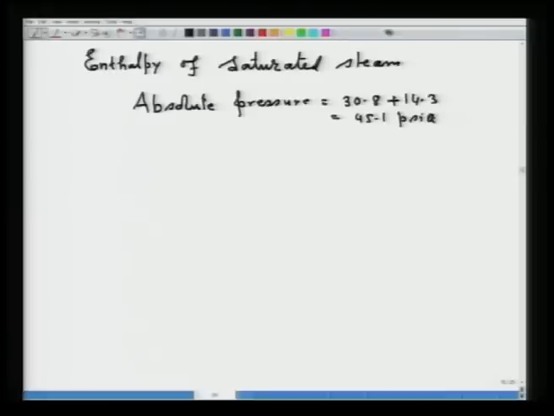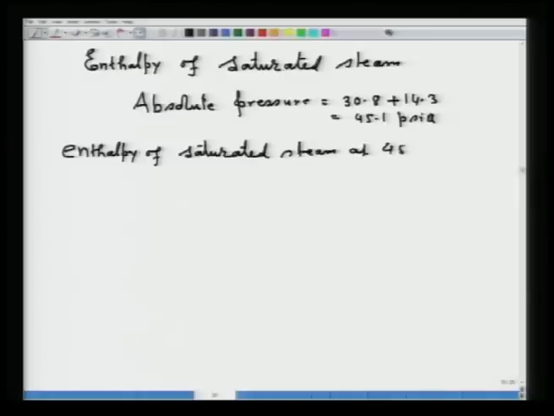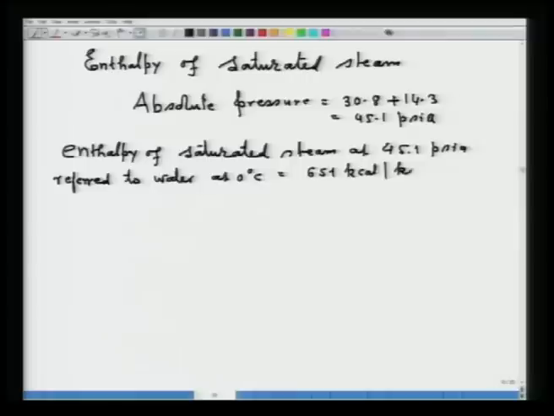Now, it is an absolute pressure, psia. Here is some data: enthalpy of saturated steam at 45.1 psia, referred to water at 0 degree Celsius, that you can find out from a steam table, is equal to 651 kilocalorie per kg.